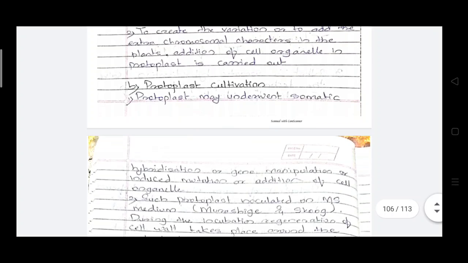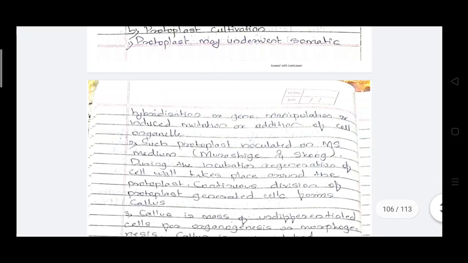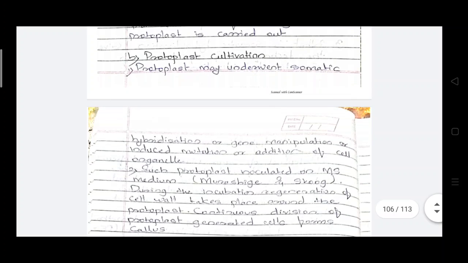Then the next stage is protoplast cultivation. So this is the treatment of the protoplast.